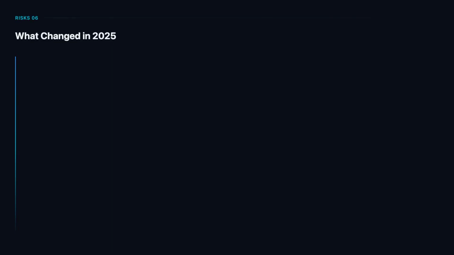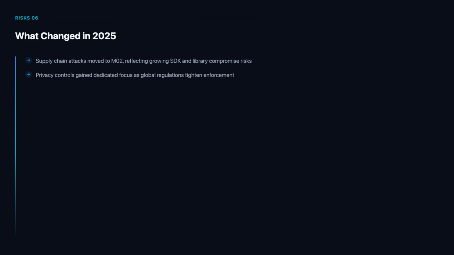The 2025 edition reflects how the mobile threat landscape has evolved significantly. Supply chain security jumped to the number 2 position, reflecting the growing risk of compromised third-party SDKs and libraries. High-profile incidents involving malicious advertising SDKs and analytics libraries have demonstrated the real-world impact of supply chain attacks on mobile platforms. Privacy controls earned a dedicated category as global privacy regulations like GDPR, CCPA, and India's DPDP Act continue to tighten enforcement. Mobile apps face unique privacy challenges with access to cameras, microphones, location, and contacts.